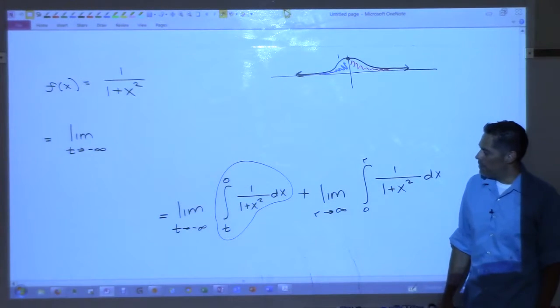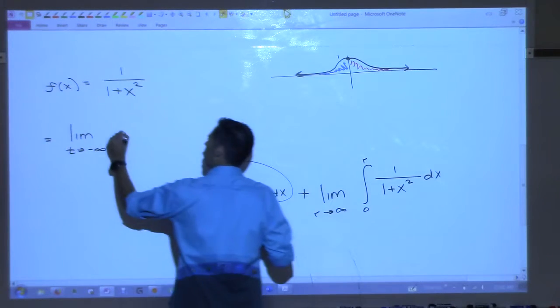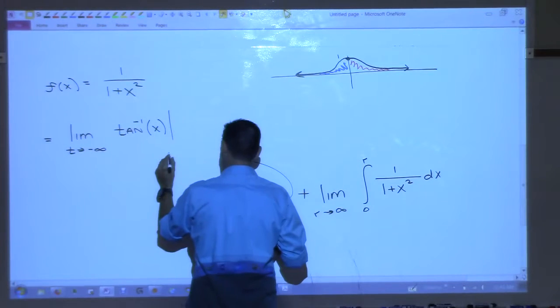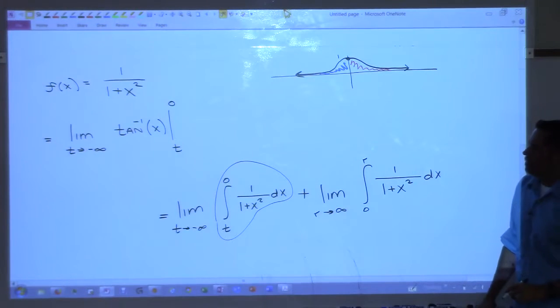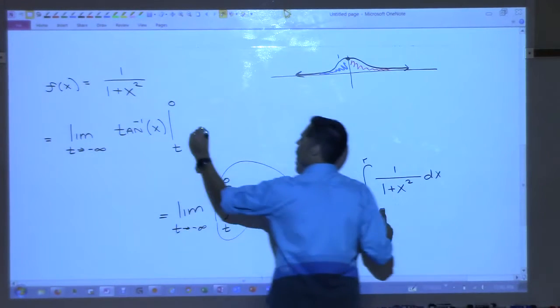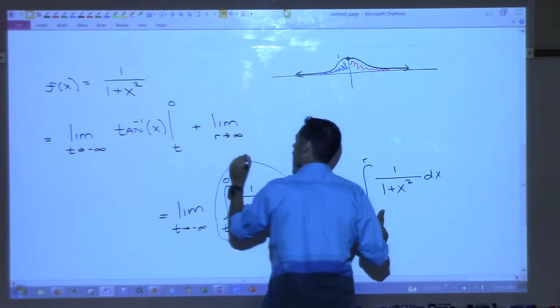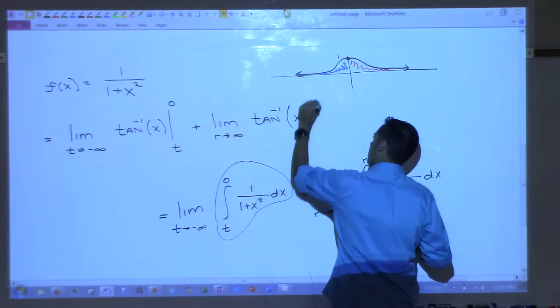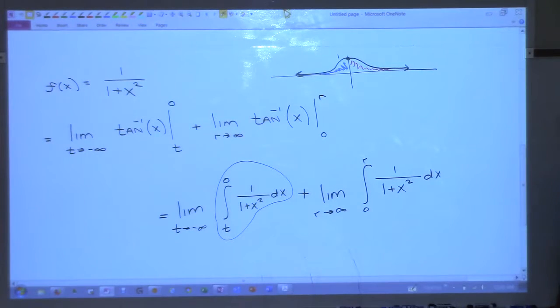Okay, antiderivative. What is the antiderivative of this? Arctan, right? So arctan x. And the evaluation bar is going to go from t to 0, right? And then we have this one, so plus the limit as r goes to infinity of arctangent of x again evaluated from 0 to r. Are we good? Y'all understand where all this is coming from? Sure?